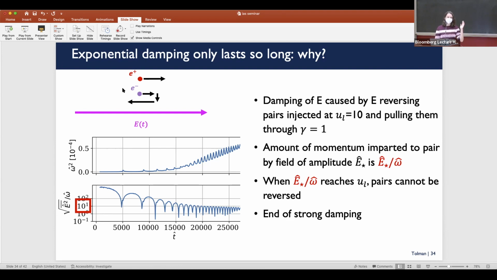It's not strong enough to pull the pairs through a Lorentz factor of 1. It's not strong enough to create the spikes, and you will end the strong damping of the discharge, right? At this point, the electric field amplitude will change a little bit afterwards, and we'll discuss that change and what its implications for pulsar observations might be. But you won't get any more of this strong exponential damping. So the damping is pretty much done.